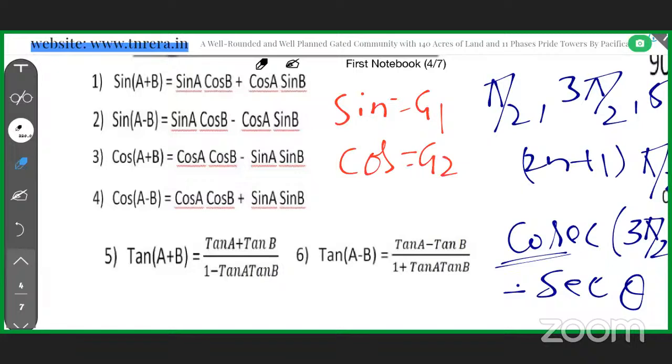When it comes to sine, whether it is A plus B or A minus B, a small fight happened from gang 1, and sine is moving to gang 2. What is happening? From sine, it is moving to cos. Again, some fight happened from gang 2, and it is moving to gang 1. From cos, it is moving to sine. We only have to know where the sign is to be put. For A plus B, what sign to put, and for A minus B, what sign to put.